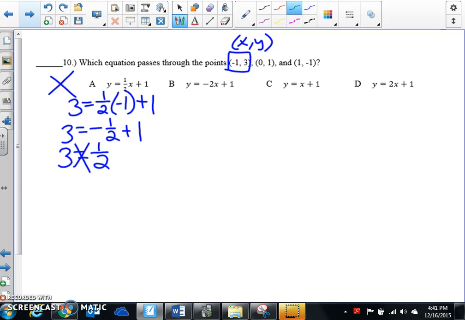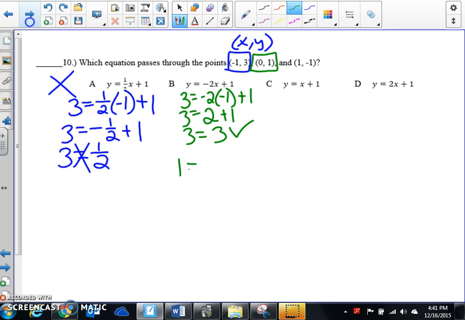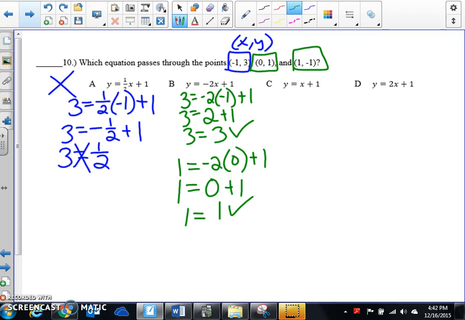Okay, go to B. Y equals 3, x equals negative 1. Negative 2 times negative 1 is 2 plus 1. 3 equals 3. Okay, so that checks out. So now I go to my 0, negative 1. So 1 is my y, so 1 equals negative 2 times 0 plus 1. Negative 2 times 0 is 0, and 0 plus 1 is 1. That checks out. And let's do 1, negative 1.